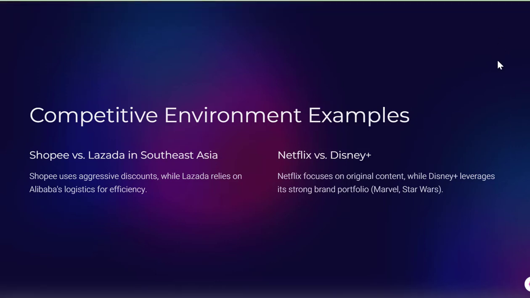We will look at another example: Netflix and Disney. Netflix and Disney are 2 major streaming platforms competing globally. Netflix focuses on creating original content to differentiate itself, so it invests a lot into creating original content. And Disney leverages its strong brand portfolio, including Marvel and Star Wars, to attract subscribers.